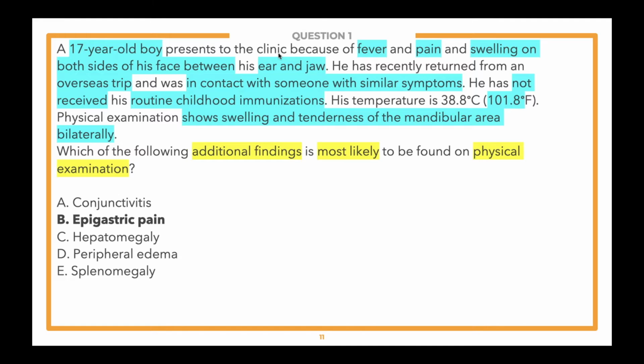Peripheral edema, again, there are a lot of infectious causes of peripheral edema, but nothing really specific about that.